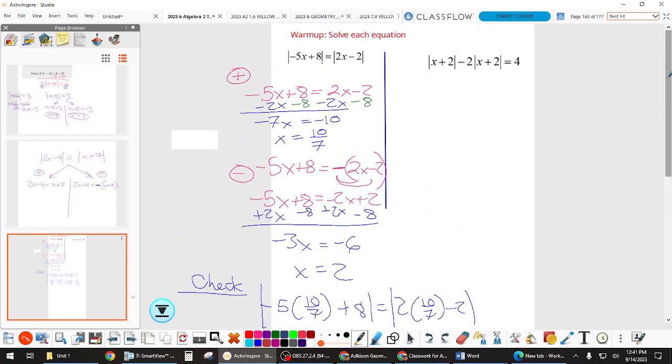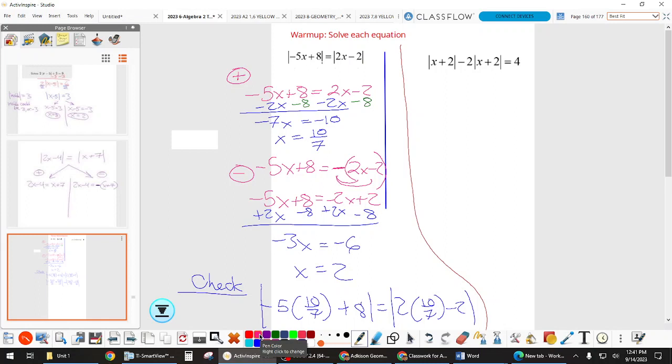Okay, how about this one? If you're curious and plan to go beyond Algebra 2, write this strategy down. You'll be using it probably later on in pre-calc and calc. For sure, calc. So we have 2 absolute values of x plus 2.